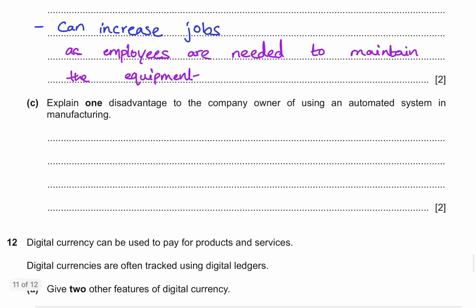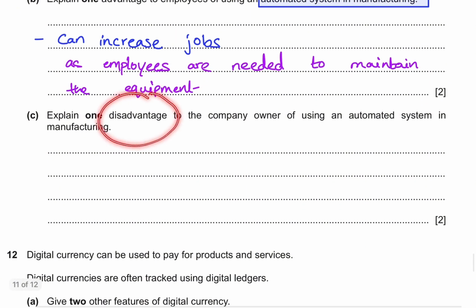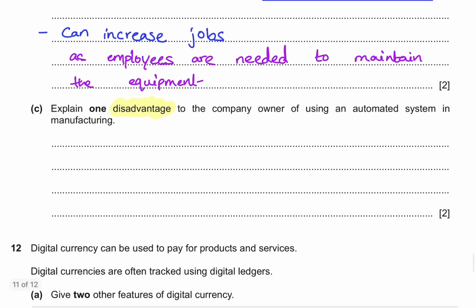Okay. The next question says explain one disadvantage to the company's owner of using an automated system. So if you wrote an advantage, they're also asking you for a disadvantage. So what disadvantage can you say here? You can say that it will require high setup costs. It will require high setup or installation costs.